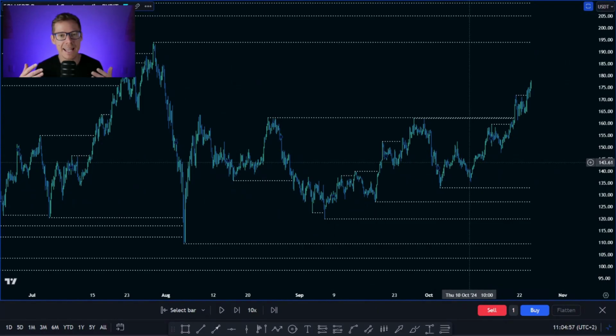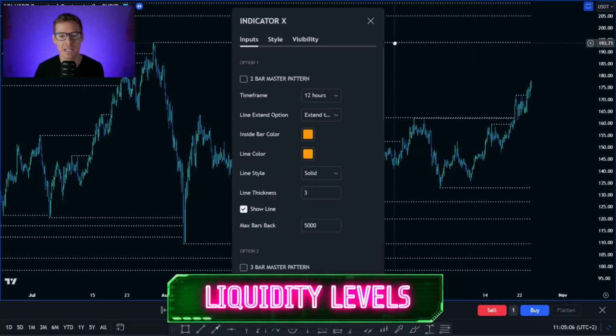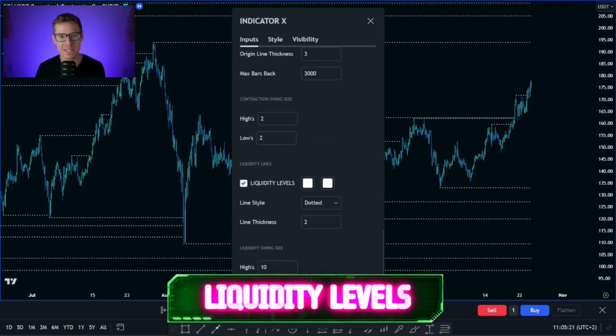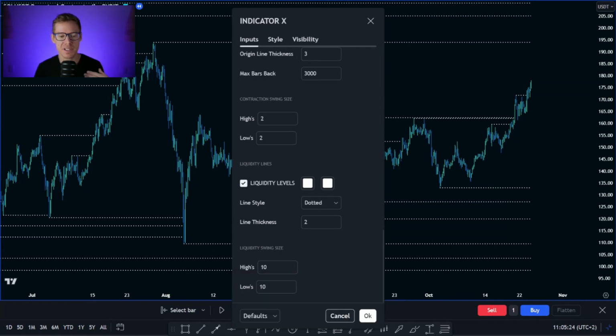To easily identify liquidity pools, we use our custom indicator, Indicator X, that I was just showing you. It also has a liquidity feature inside of it. If you open up the settings and you scroll to the bottom, you get liquidity levels. And we have a setting that can help you find the smaller liquidity lines or just the bigger liquidity lines, depending if you're a scalper or a swing trader.